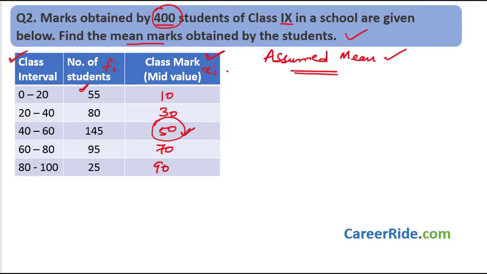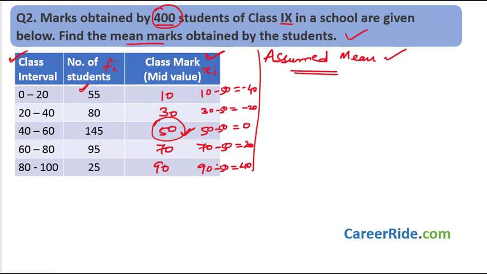Now, as the next step, what will I do? I will simply subtract the mean value that I have assumed from the mid value of each of these class intervals. So 10 minus 50 gives me minus 40. 30 minus 50 gives me minus 20. Similarly, 50 minus 50 gives me 0. 70 minus 50 gives me 20. 90 minus 50 gives me 40, right?